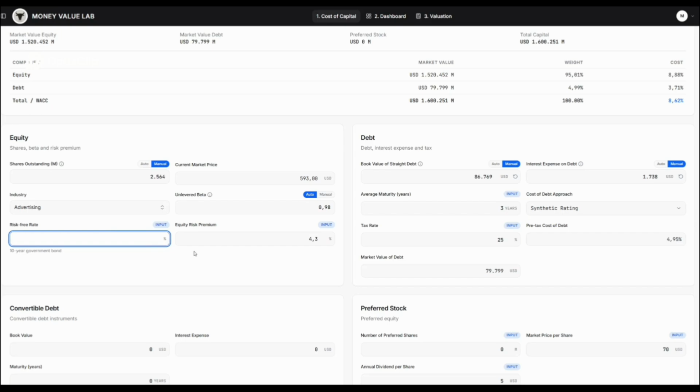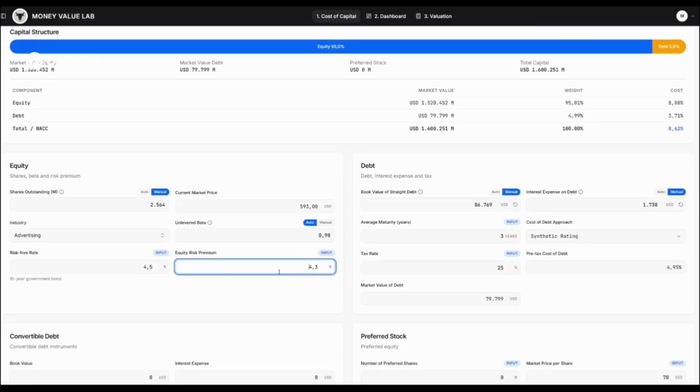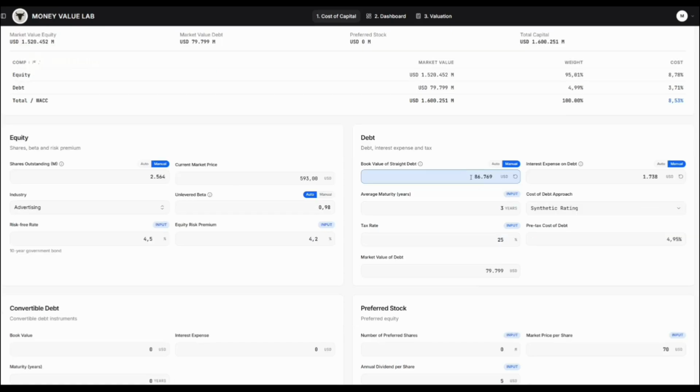Secondly, it will ask you about the risk-free rate in the currency in which you're valuing the company. So given I'm valuing Meta in dollars, I need to add the 10-year US government yield, which sits at 4.5% today. Then it will ask you what is the equity risk premium of the country that the company operates in. For the US, it was 4.2%. We have the book value, which sits at 86 billion.